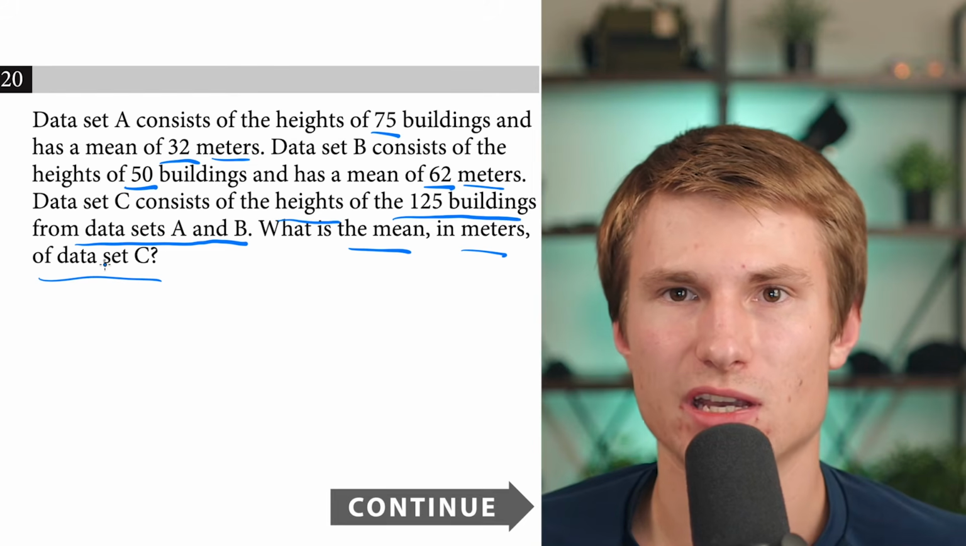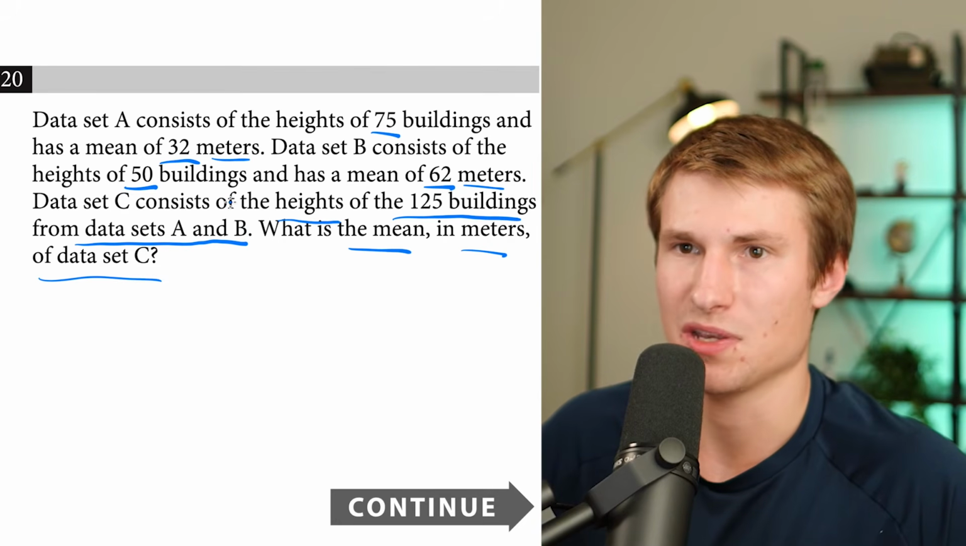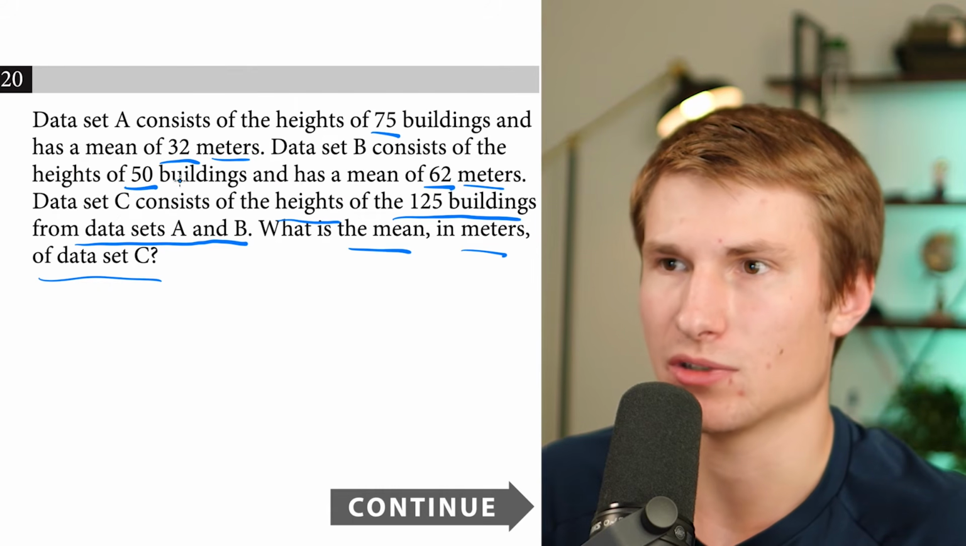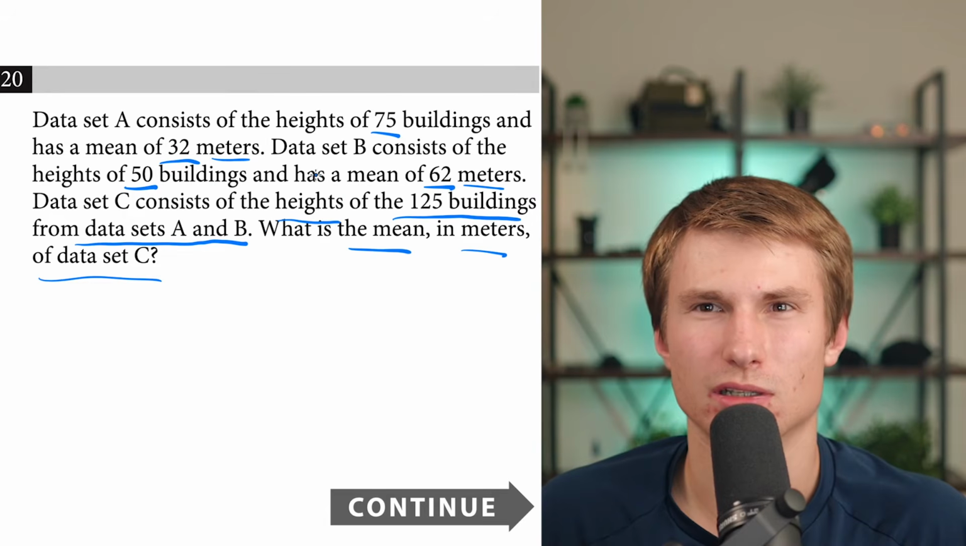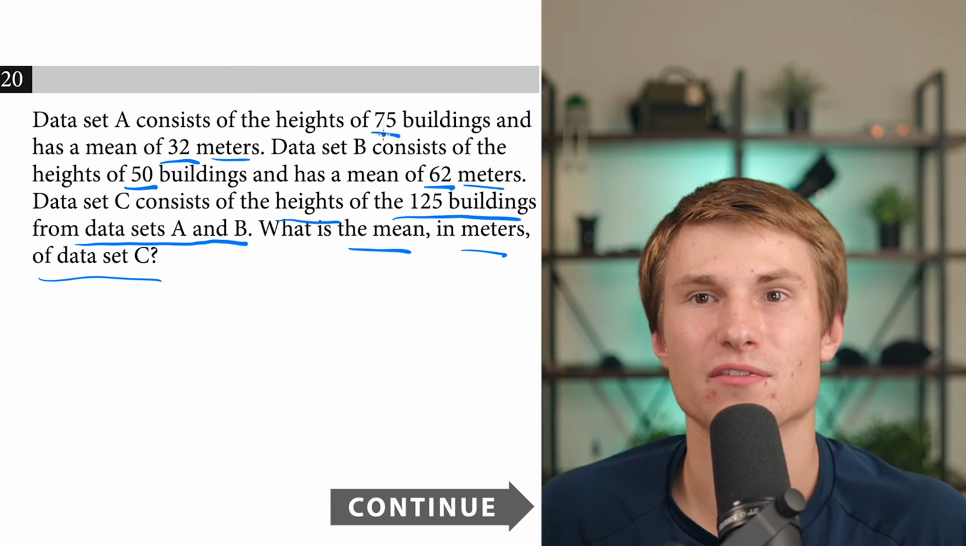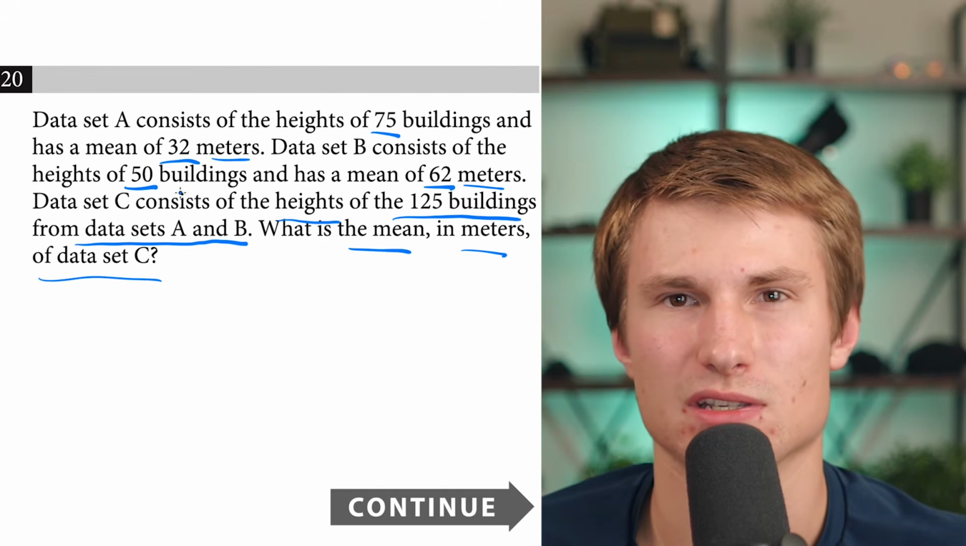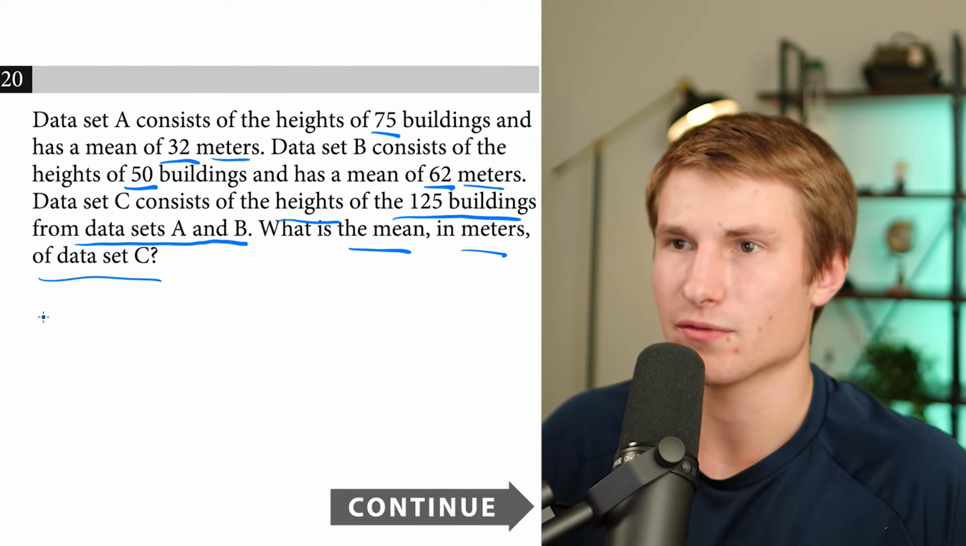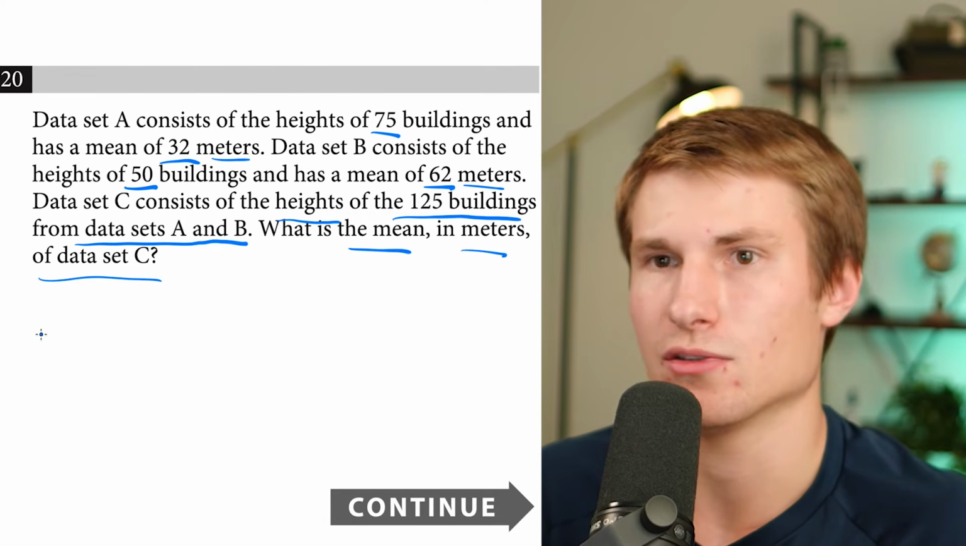Okay, well, you can't just average the means. That's not how means work, because you have to keep in mind that we have 75 buildings in dataset A, but only 50 buildings in dataset B. So you can't just combine the means. It's not how it works. You have to find what the total is and then divide by the total number of buildings.